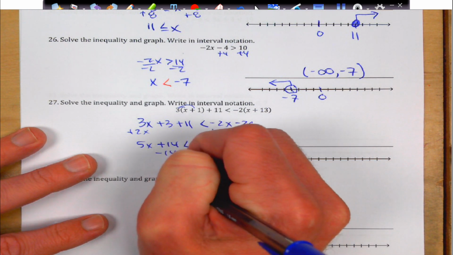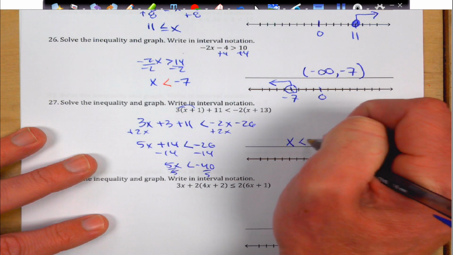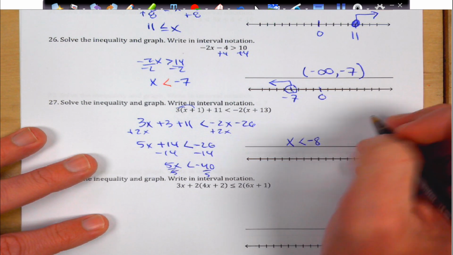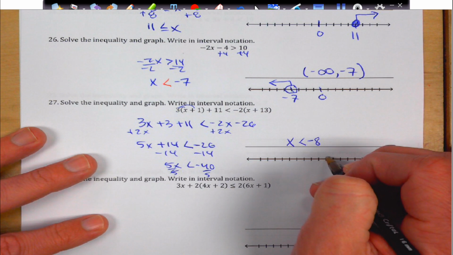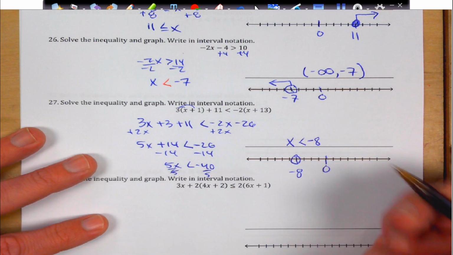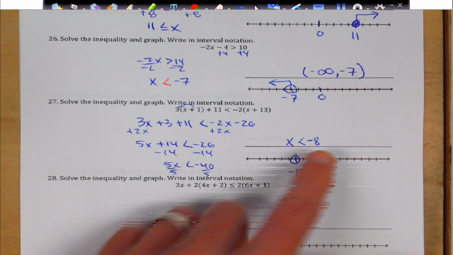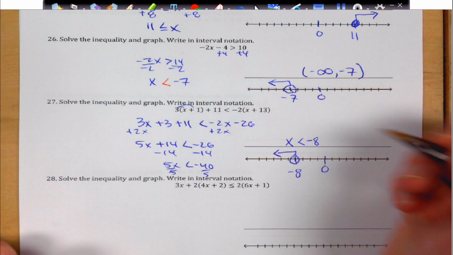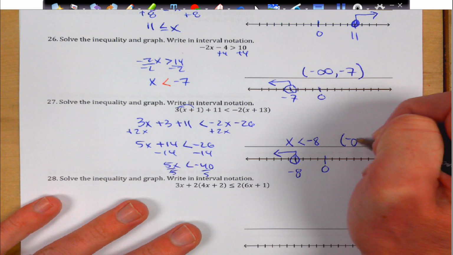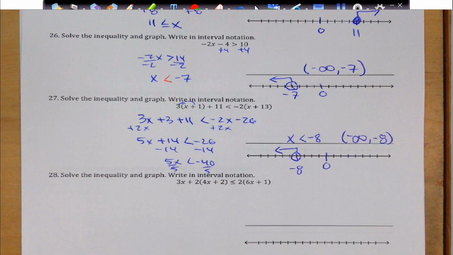And divide by 5, I get x is less than negative 8, which I was supposed to put interval notation there, but that's okay. 0, negative 8. It's an open circle because it's no equal bar. And it's saying x is less than, so I'm going to graph smaller. Interval notation is going to look a lot like this one, except for with negative 8. Okay. Next, just more distributive property.